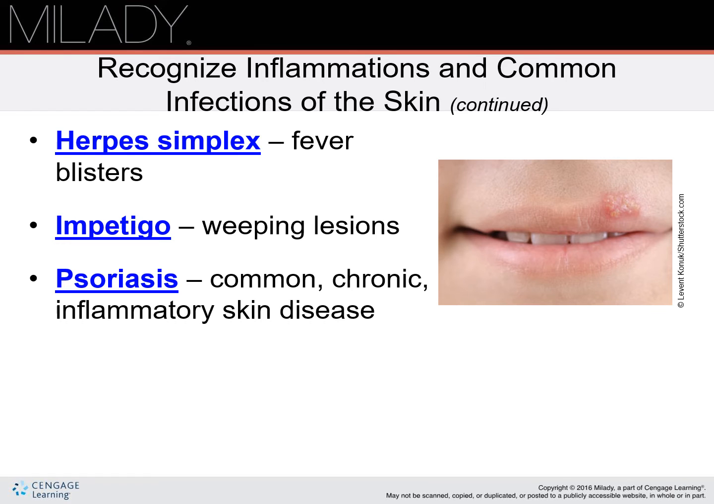Impetigo. It is a contagious bacterial skin infection characterized by weeping lesions and usually caused by a Staphylococcus bacteria. It normally occurs on the face, especially around the nasal passages, and is most frequently seen in children, although it is possible at any age.